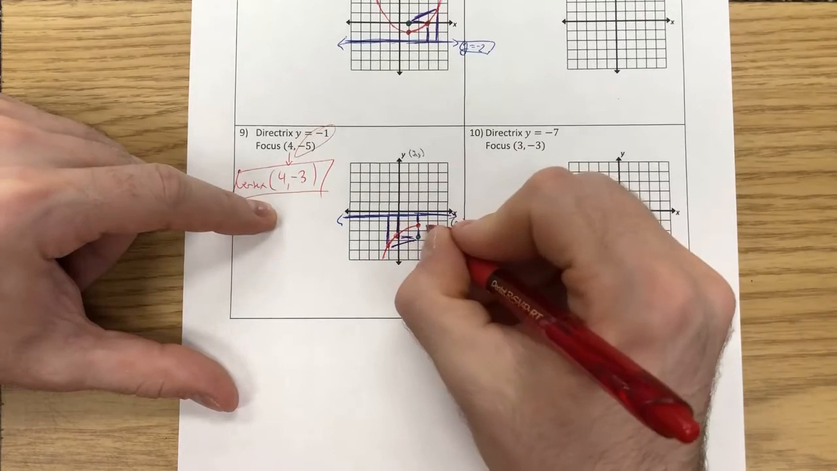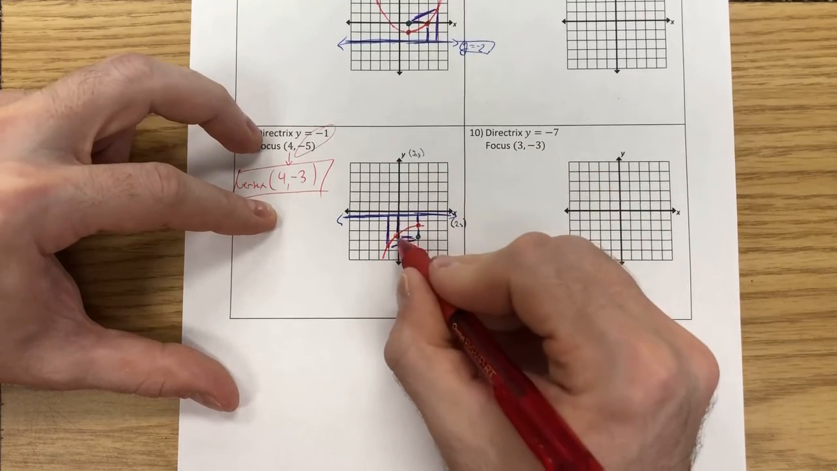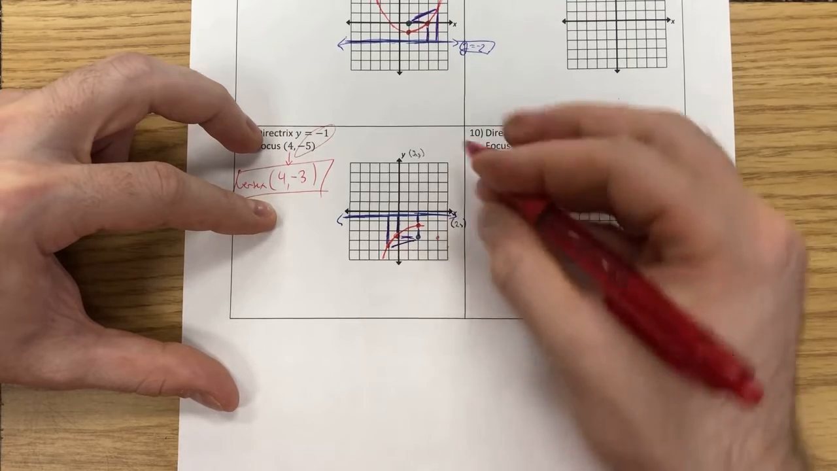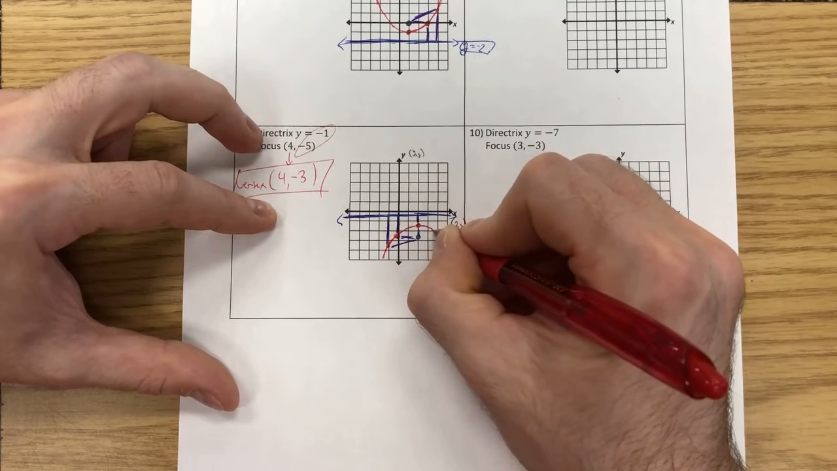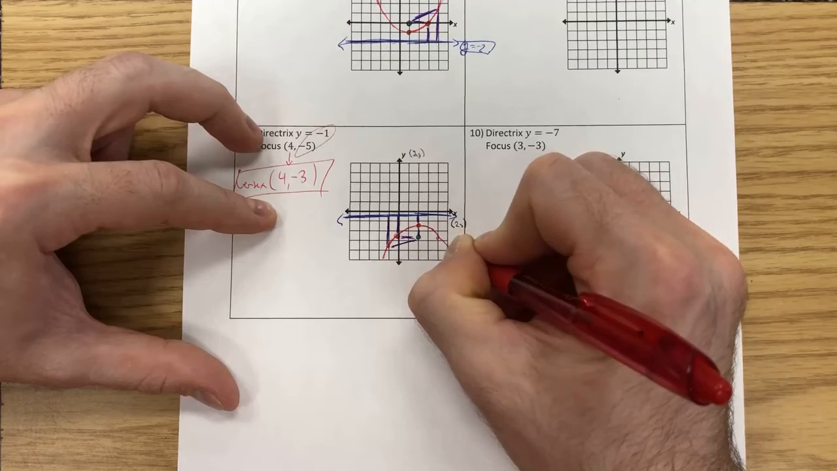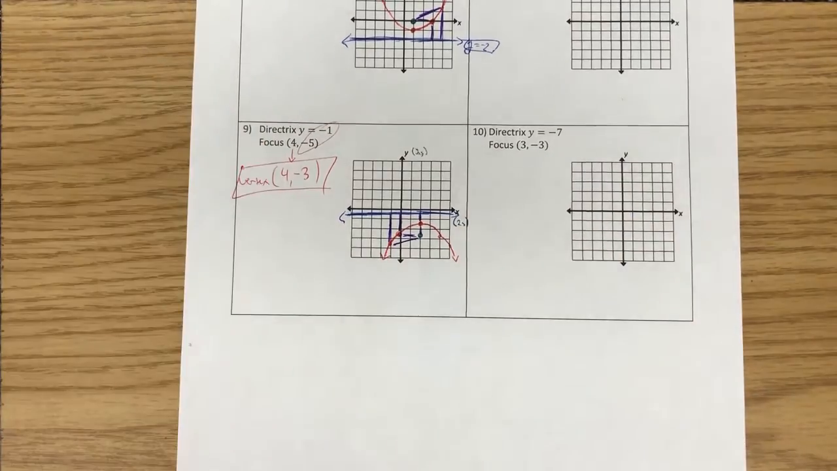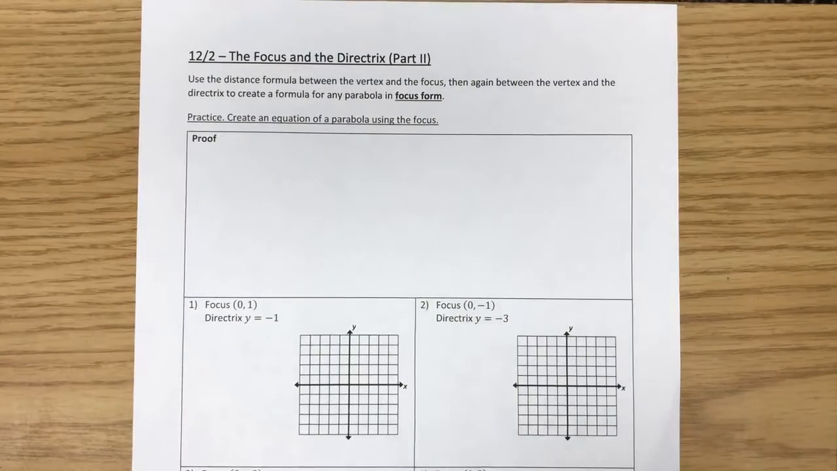And then I'm just going to mirror that. Let's see, 2 units away, 3 units away. There we go. And there's our vertex and our directrix.